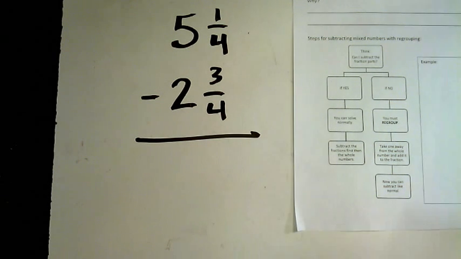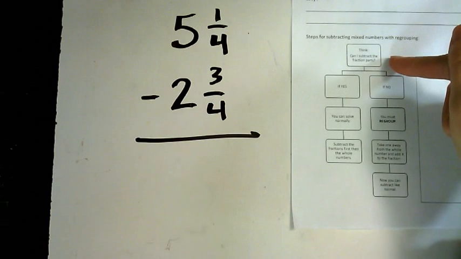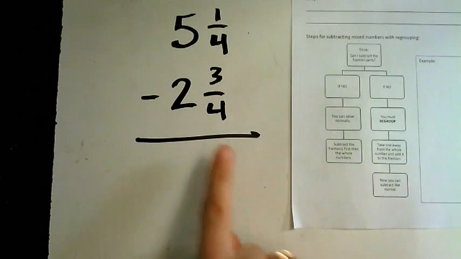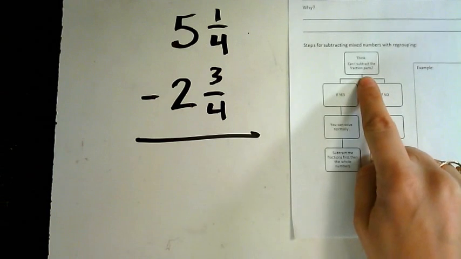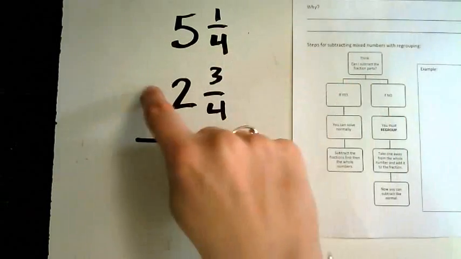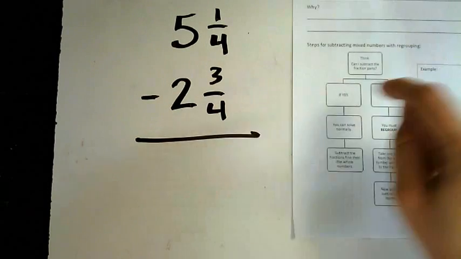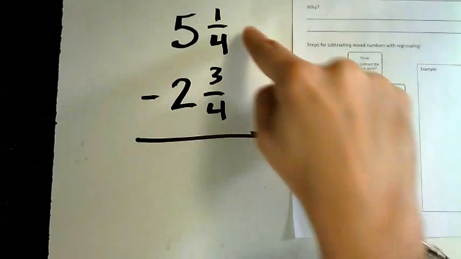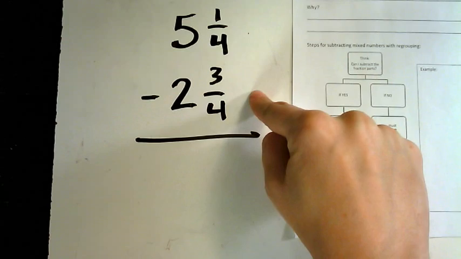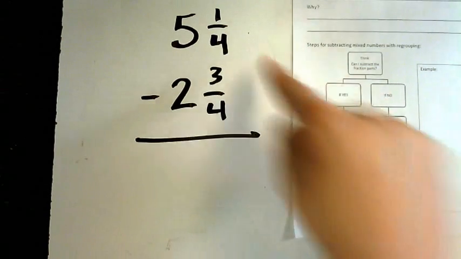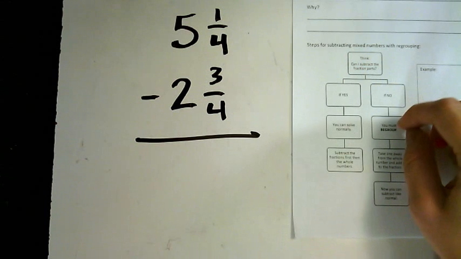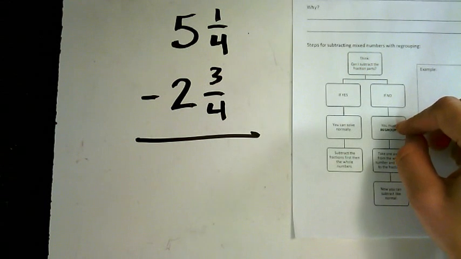So using our flow chart, we're going to remember that the first thing we do is we look at those fractions and we ask ourselves, can I subtract the fraction parts? 1/4 minus 3/4. And the answer is no, I cannot. 1/4 is smaller than 3/4. So I cannot take 3/4 away from 1/4. So since we said no, we know that we must regroup.